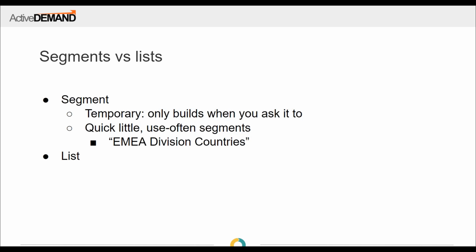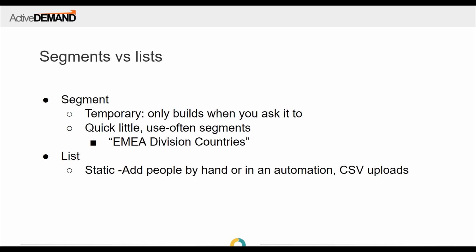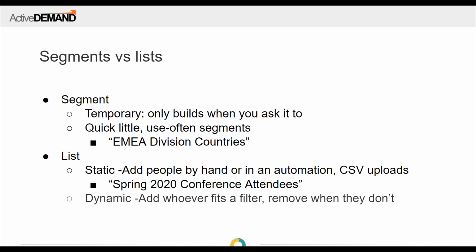A list, on the other hand, has members. So when people are in a list, they belong in that list. A static list is one where you would add people by hand manually, or in an automation, you can do that too. When you upload a CSV, it will also generate a static list of the people that you uploaded. Static lists are useful for email lists and that kind of thing. For example, Spring 2020 conference attendees. After the conference, you get that list in a CSV or Excel format, and you can upload it to the platform afterwards.